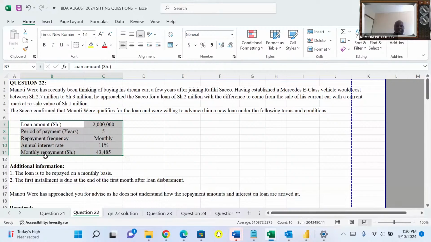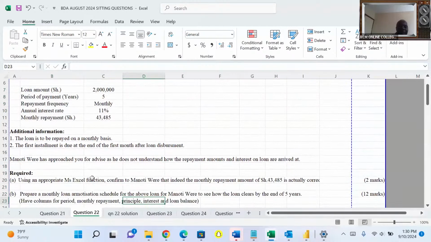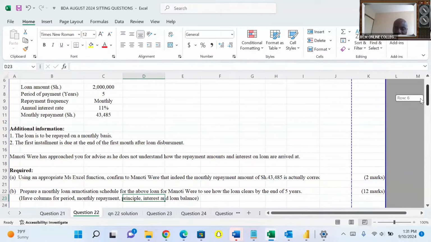All right. So additional information, the loan is repaid on a monthly basis. The first installment is at the end of the month. So Manoti Were has approached you. You are now the expert required. Using an appropriate Excel function, confirm to Manoti Were that indeed the monthly repayment amount is this. So then what I will do, ladies and gentlemen, is to copy the loan amount.